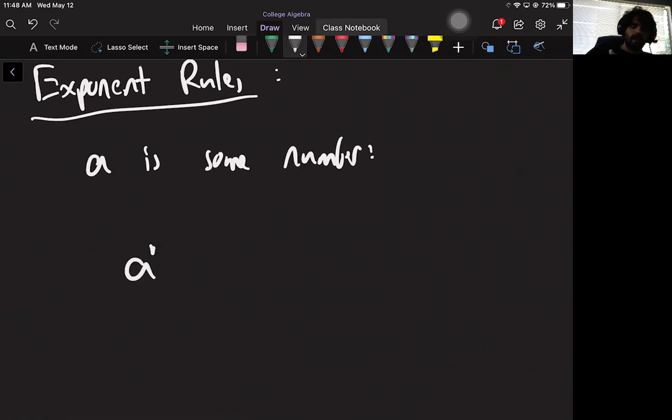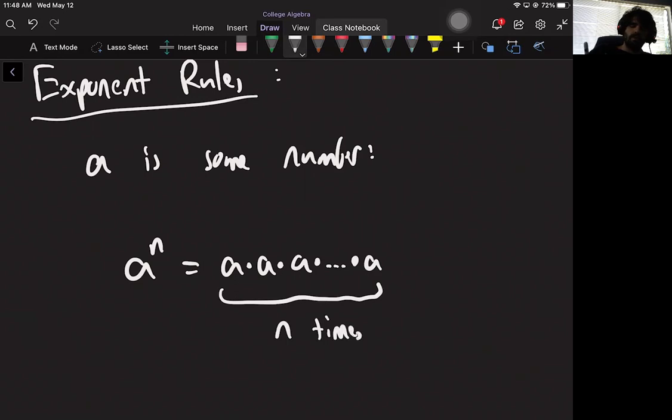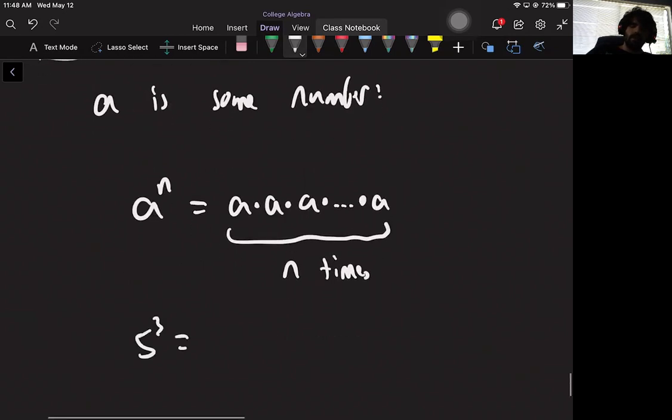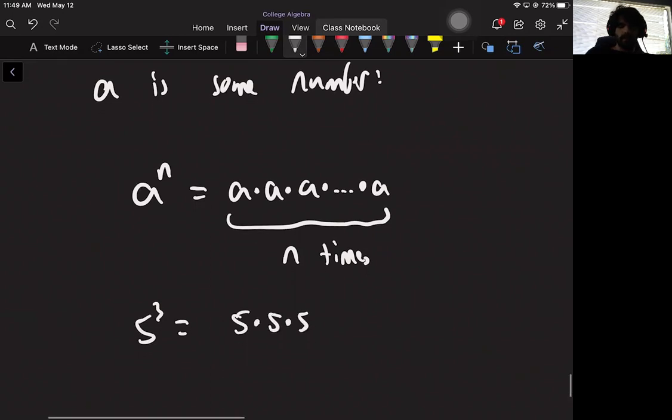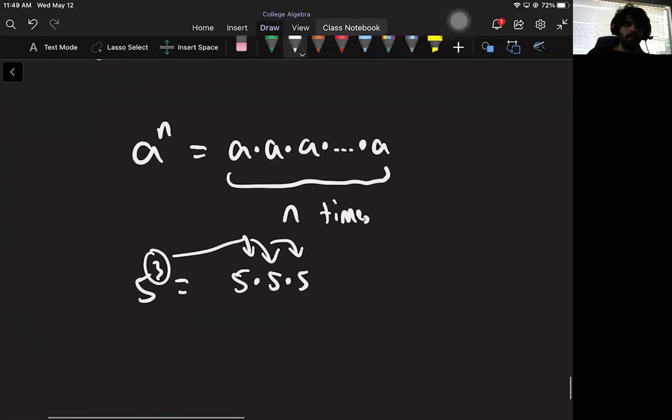So what does a to the n power mean? So the exponent is the number above the a. That just means to multiply a together n times. So whatever n is, that's how many times you do it. So for example, 5 to the third means 5 times 5 times 5. Because there's 3. So 3 times. And 5 is called the base number.